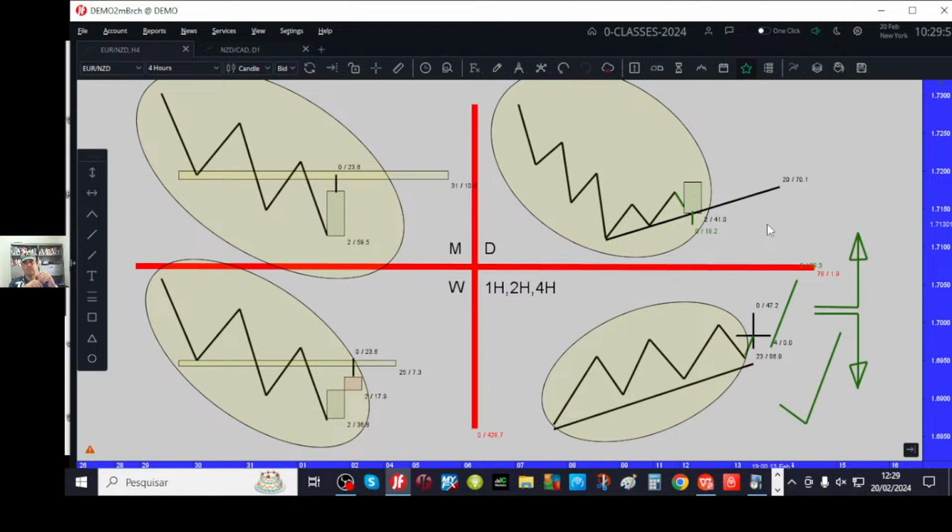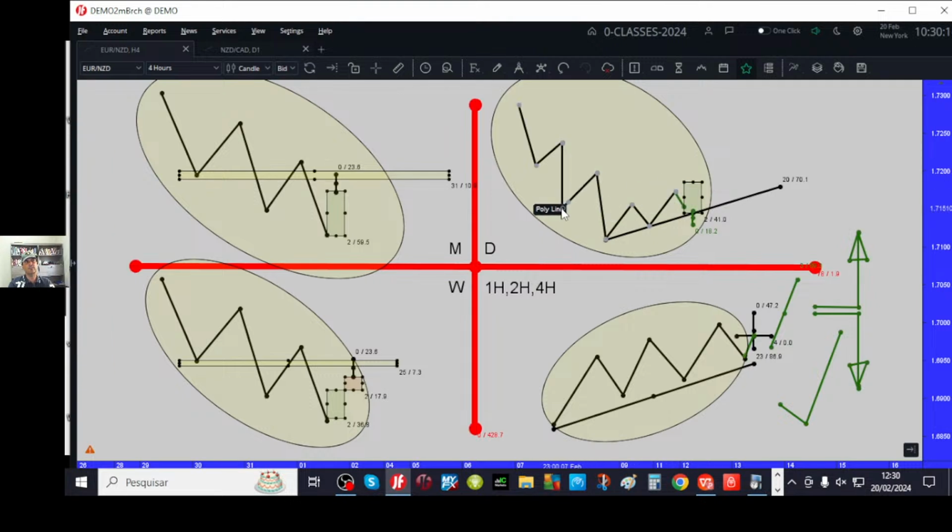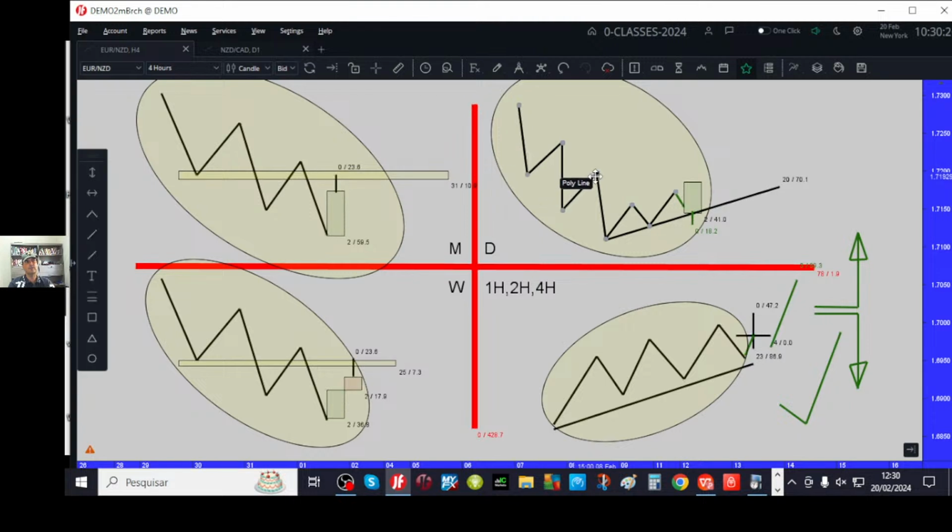Boss, is there anything that I don't see? Yes, there is. Makes sense. Now look how you lose money. What if I look at the daily chart? Look at the daily chart. What if I do this?